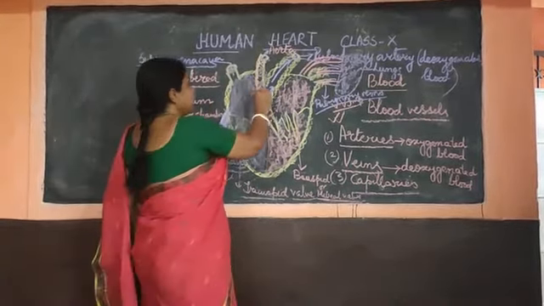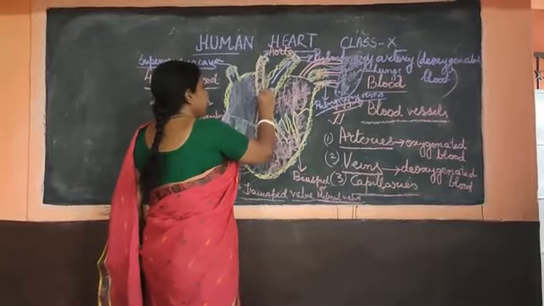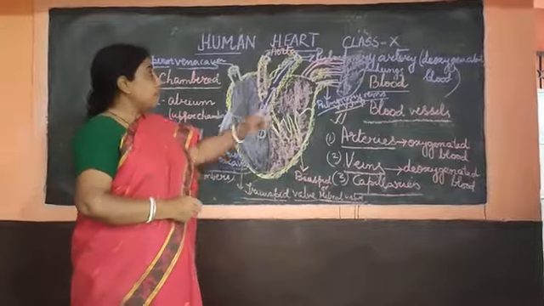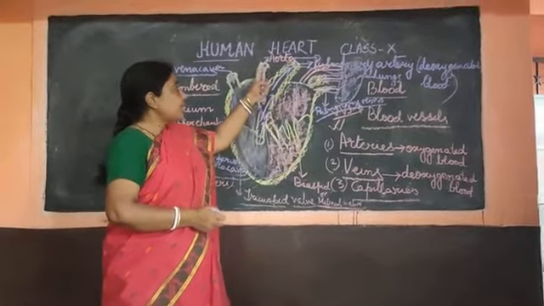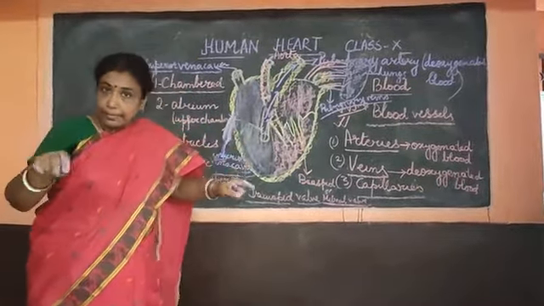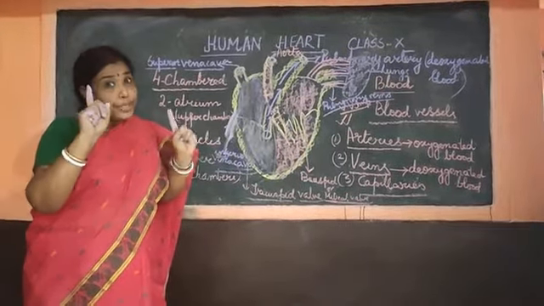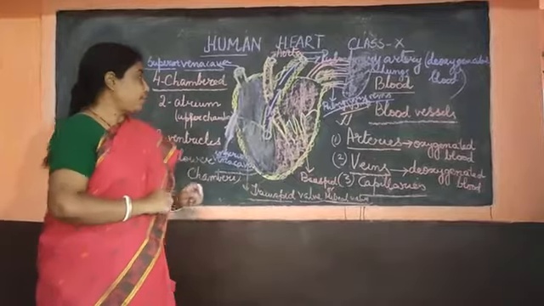And this aorta is also having valves. And these valves are known as semilunar valves. And through this aorta, through the help of arteries, it will be sending the oxygenated blood to each and every cell of your body.